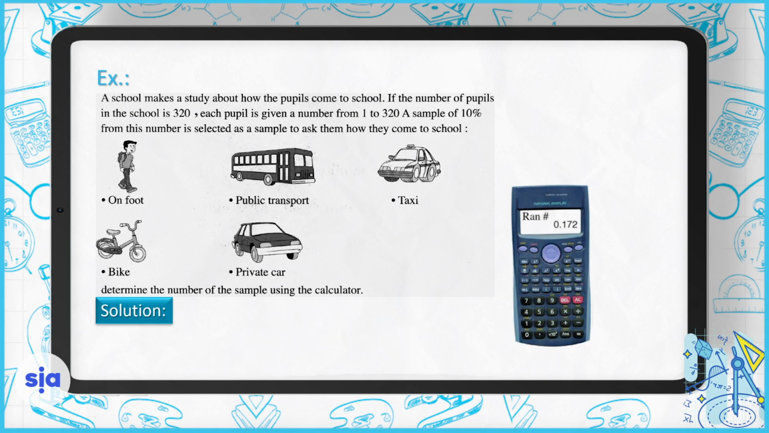So we're going to use the calculator by pressing on Shift, random number, then equal. We're going to get a number, like for example on the picture that you have at right, 0.172. If the 172 is a number within our range from 1 to 320, then choose this number.